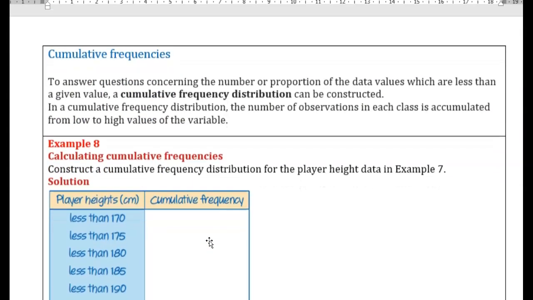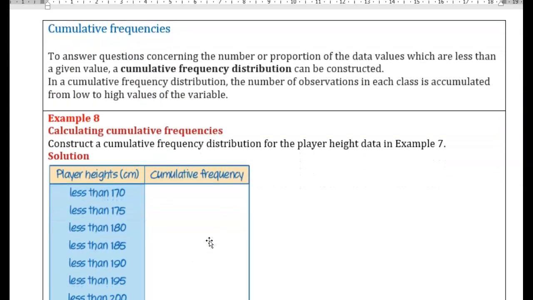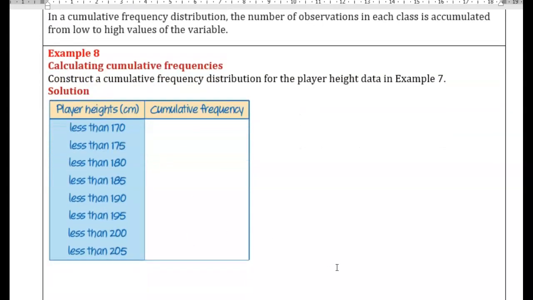All right, cumulative frequencies. To answer questions concerning the number or proportion of the data values which are less than a given value, a cumulative frequency distribution can be constructed. In a cumulative frequency distribution, the number of observations in each class is accumulated from low to high values of the variable. Okay, so example 8, calculating cumulative frequencies.